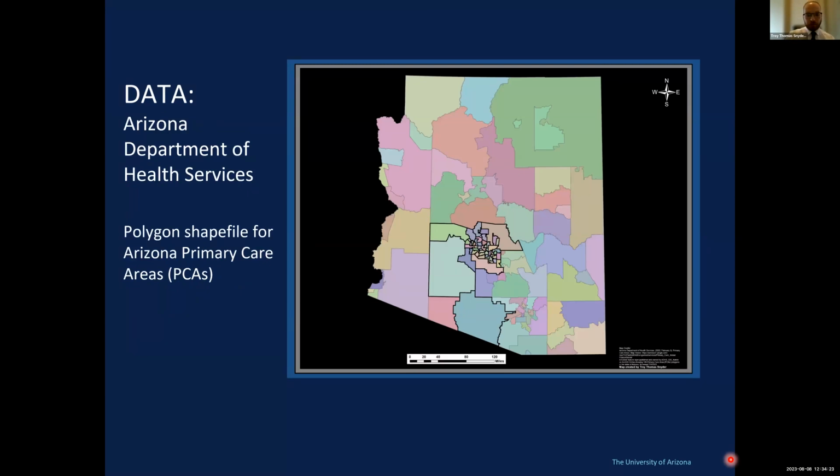And then my next source was the Arizona Department of Health Services. They had a shapefile of polygons of these primary care areas, which are basically a way to divide up the state into healthcare regions. So I used those for clipping and for mapping different things.